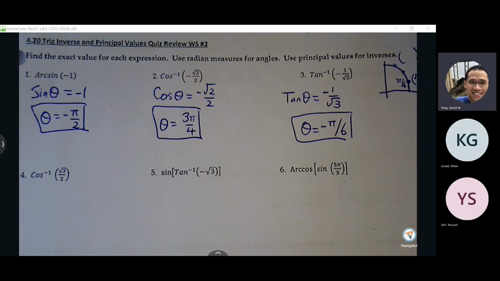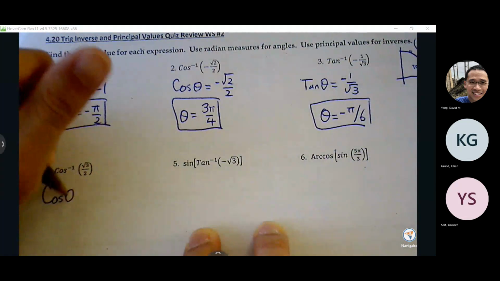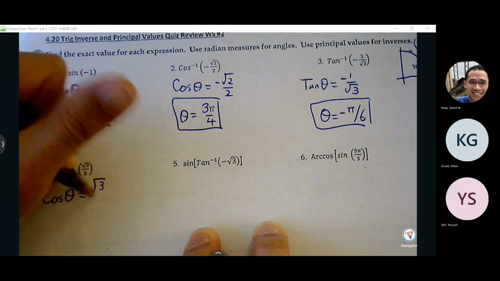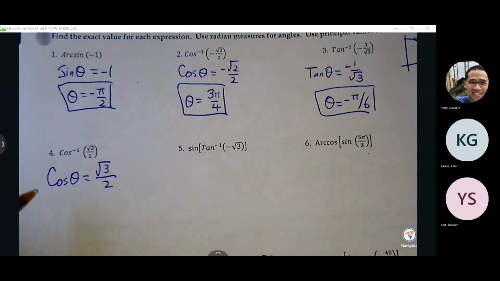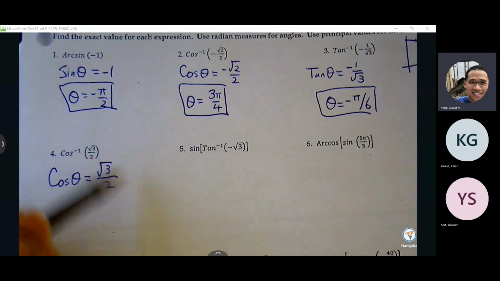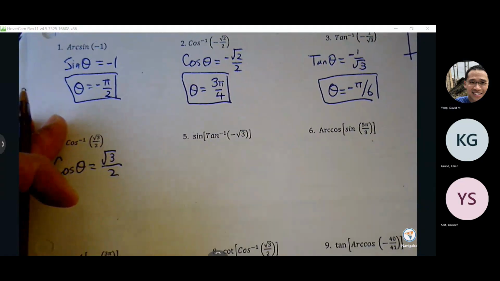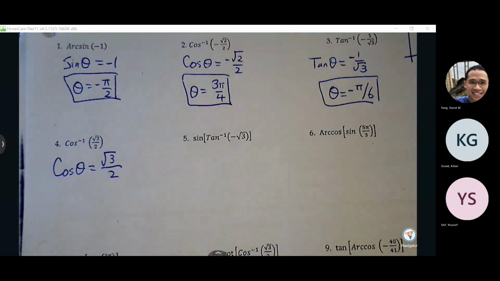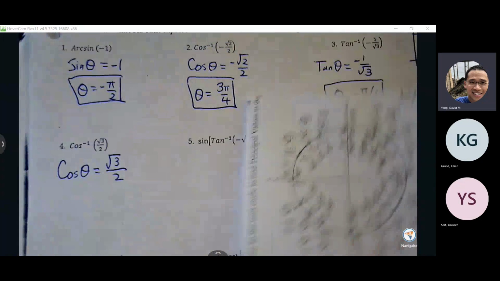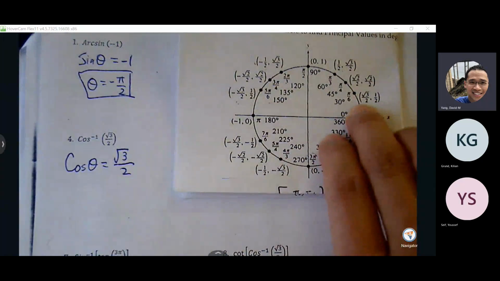Okay, inverse cosine of √3/2. Principal values, however, it's positive, so that's easy. That means it's always going to be in the first quadrant. Think about our unit circle values here. Cosine is √3/2 at π/6.